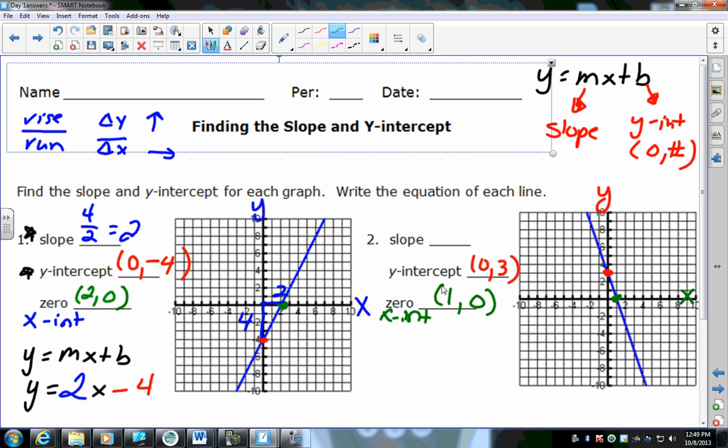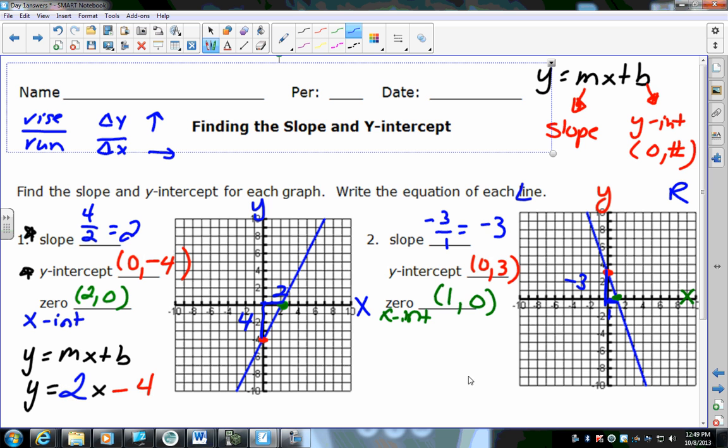Now, for my slope, I'm looking at my line. Is my line increasing or decreasing? Is it going up or going down from left to right? What's happening? It's going down. That means my slope is going to be negative. So now I start, and I'm going to look right here at my y-intercept. I'm going to go down 3, negative 3, to the right 1. Negative 3 over 1. Negative 3 divided by 1 is negative 3.